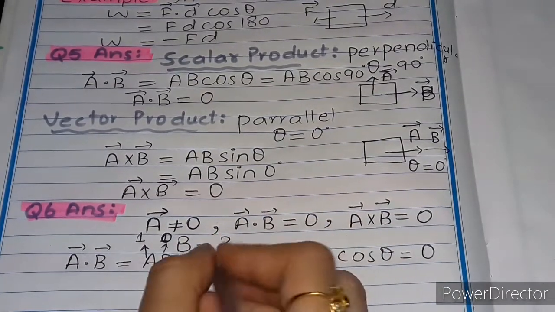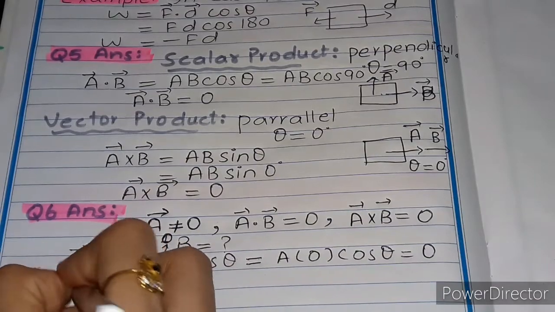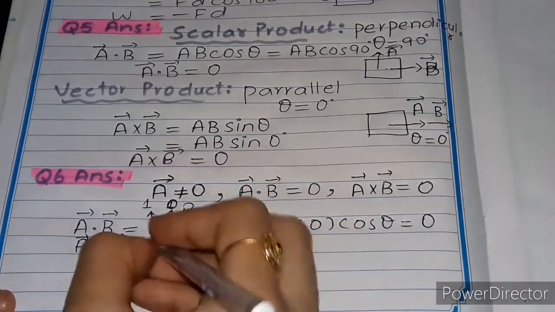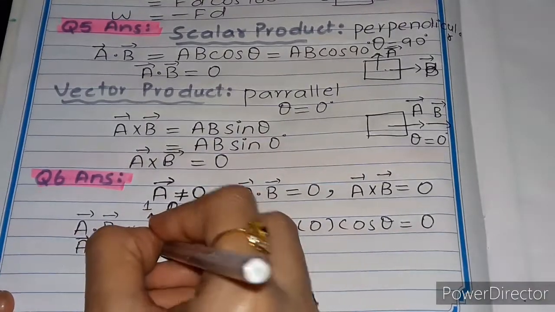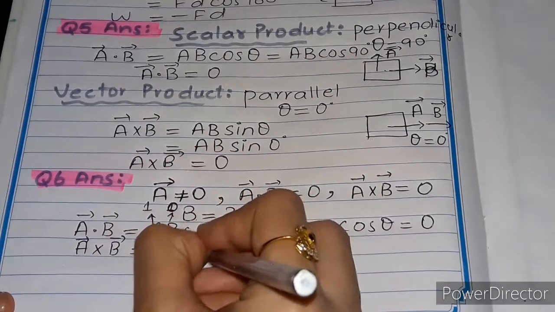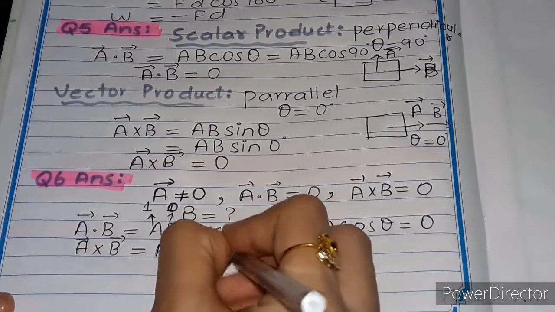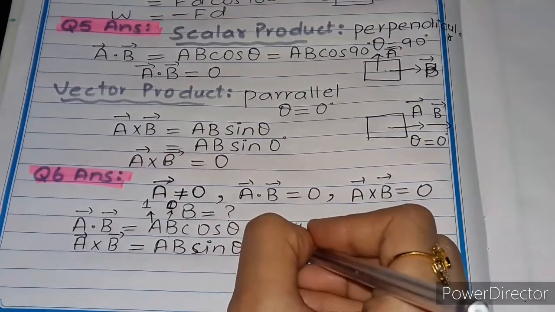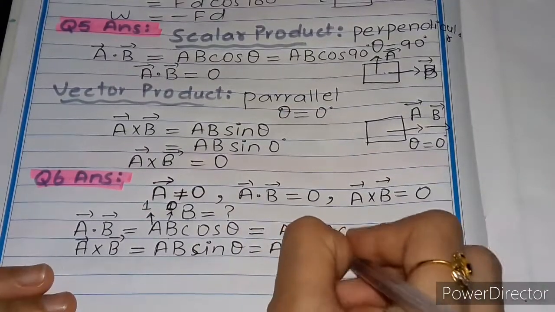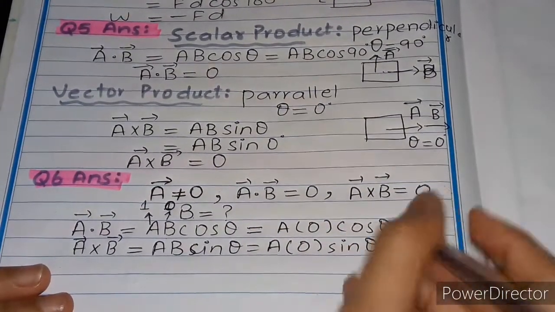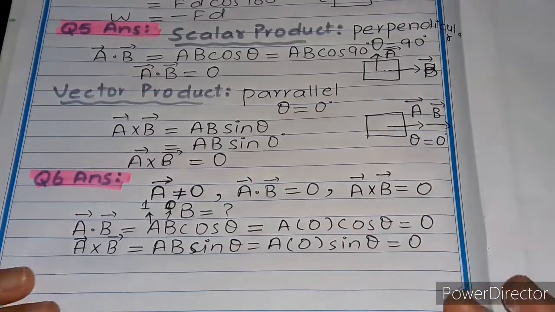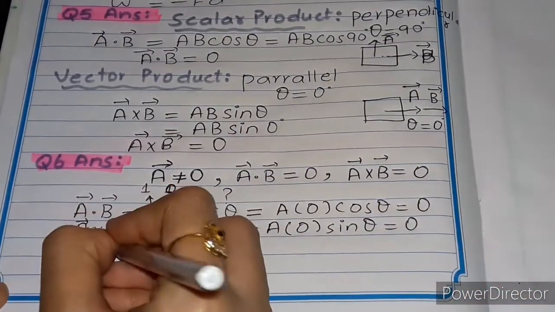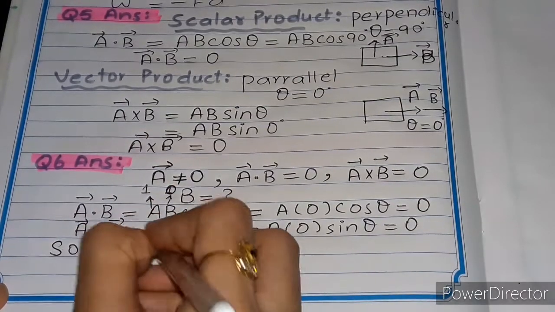So if we take the cross product AB sine theta, and put B as 0, sine theta would be 0. Then the equation would be satisfied for us. So B is 0.